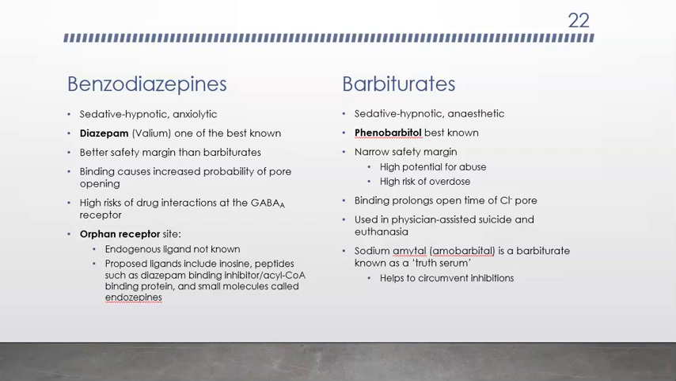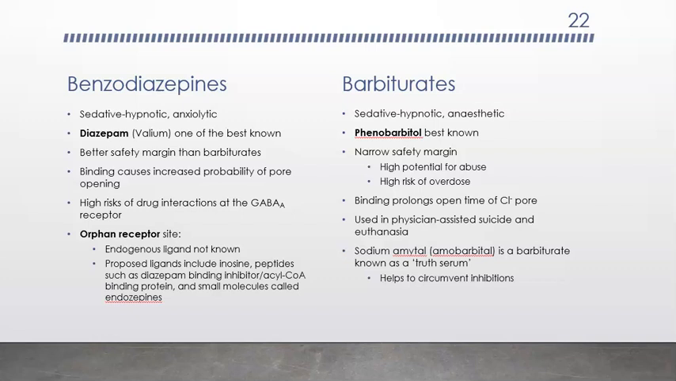Benzodiazepines, let's start with what are those. You can also call them BZs or BZDs or benzos. Lots of different names because benzodiazepines is a little bit of a long name. One of the most well-known benzos would be Valium. Valium's name is diazepam. Again, probably heard of it. It does have a pretty good safety margin, especially when we compare it to barbiturates, which I will get to in a minute. And binding of benzos to these GABAa receptors increases the probability of that pore opening.